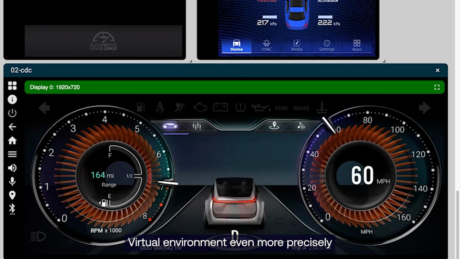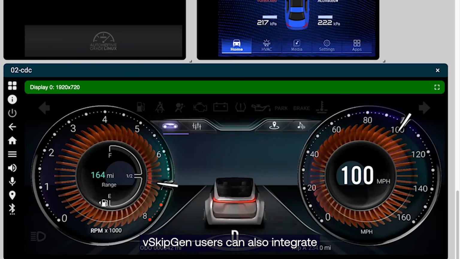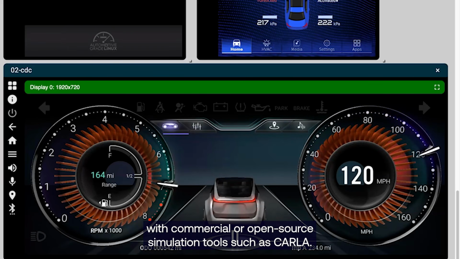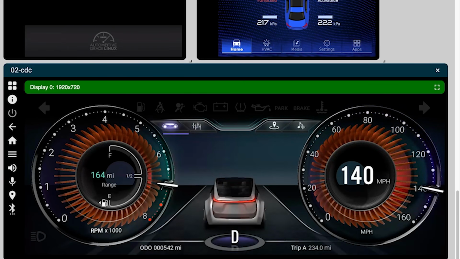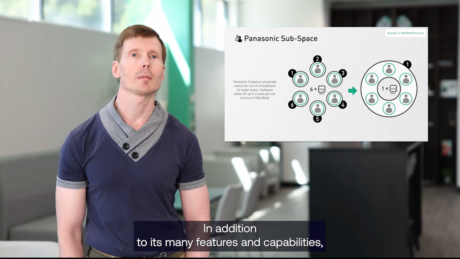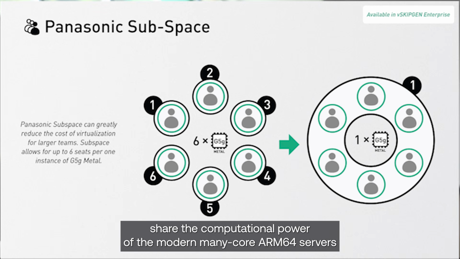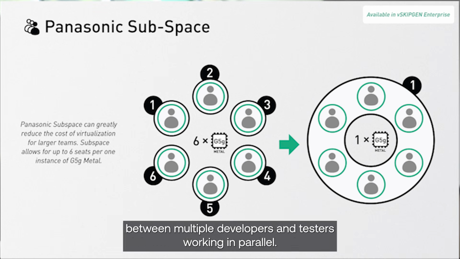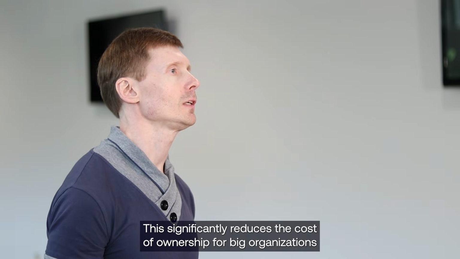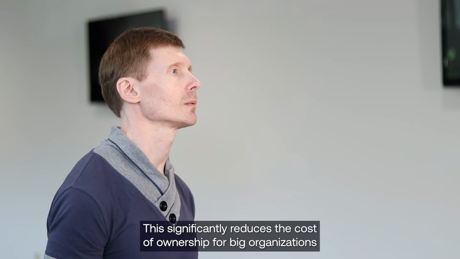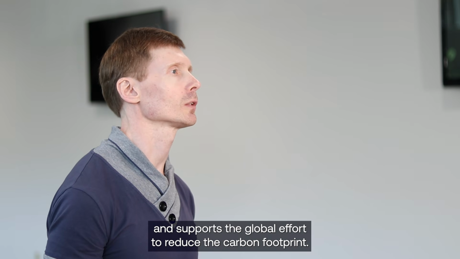To replicate the virtual environment even more precisely, vSkipGen users can also interact with commercial and open-source simulation tools such as CARLA. In addition to its many features and capabilities, vSkipGen allows enterprise customers to efficiently share the computational power of the modern multi-core ARM64 servers between multiple developers and testers working in parallel. This significantly reduces the cost of ownership for big organizations and supports the global effort to reduce the carbon footprint.